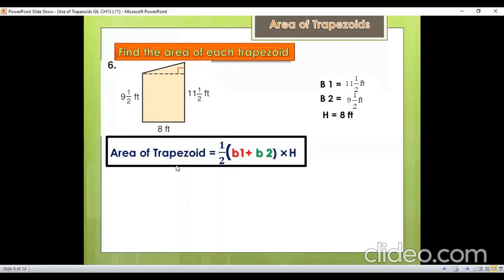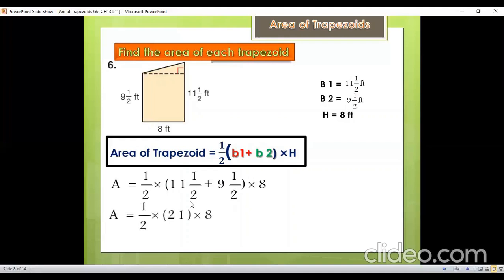Then, by substituting in our formula, area of trapezoid equals half, base 1 plus base 2, in brackets, multiplied by height. Yes, area equals half multiply 11.5 plus 9.5, multiplied by 8. Calculate the sum. We have 9 and 11 is 20, and 1 equals half and half means 1, so the answer is 21. Then half multiply 21 multiply 8.